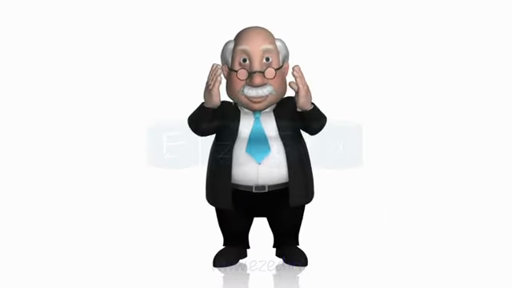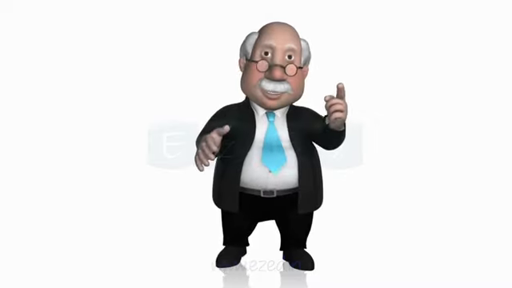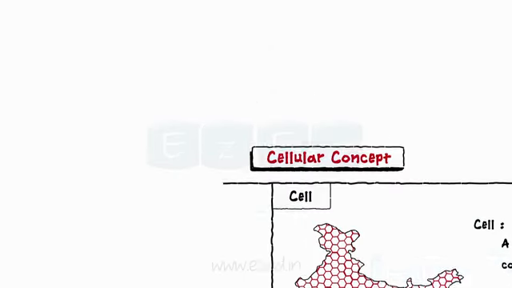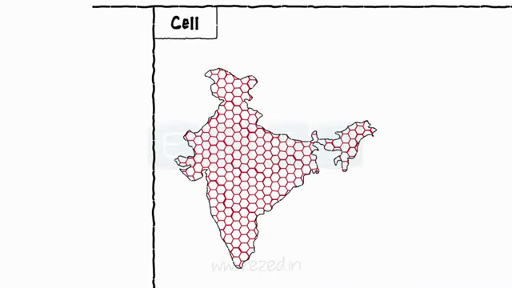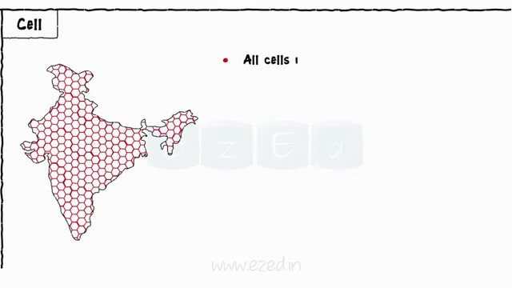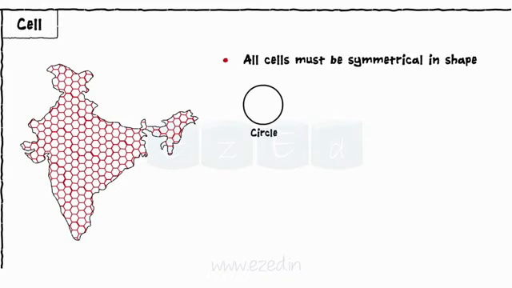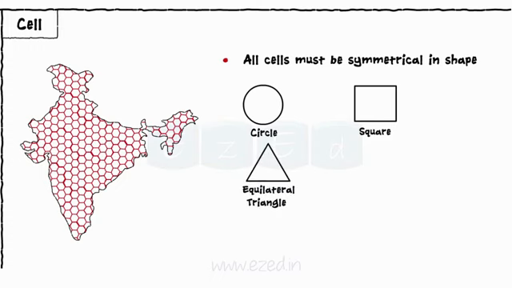Seriously, pay attention. This is important. As the city is geographically divided into small cells, it is mandatory that all cells must be symmetrical in shape. Based on this, we have four geometrical shapes such as circle, square, equilateral triangle, and hexagon.